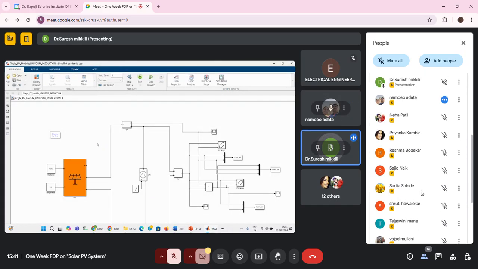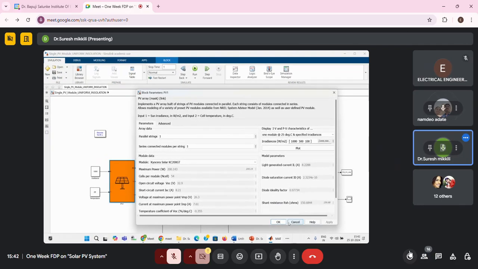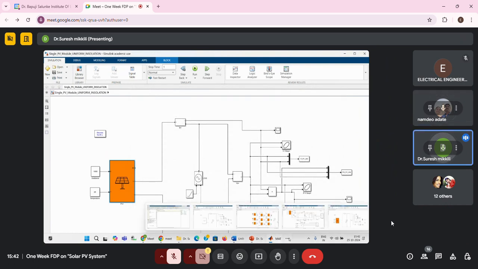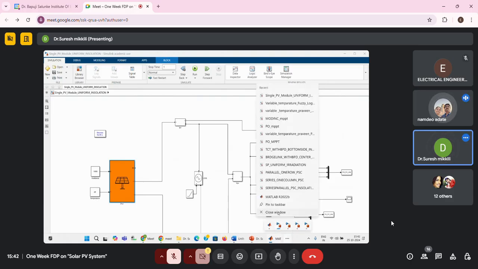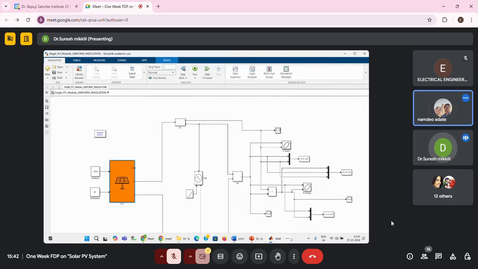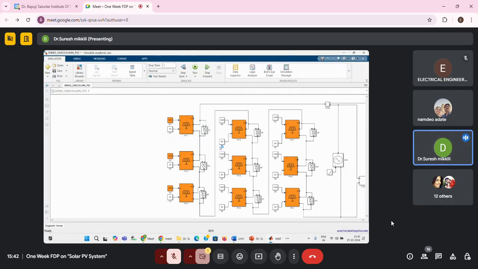So see here, I will show you a single module one. Single module I have taken. It is easy. Can you see? Yes. So till now I have shown you the high circuits, series parallel. Let me close that. Rather than that, one module, let me show you. It will be easier for you.